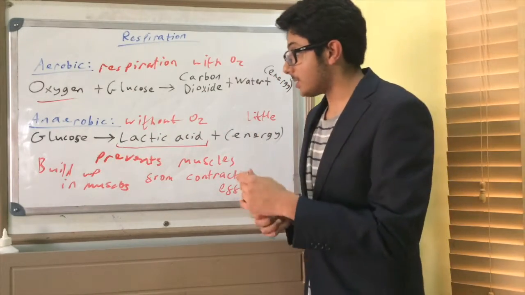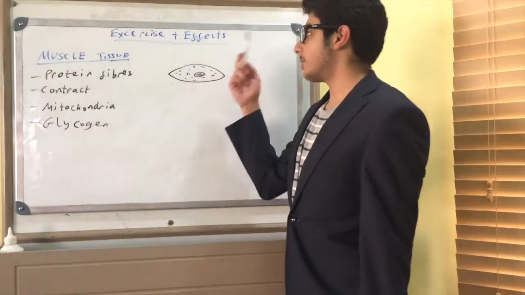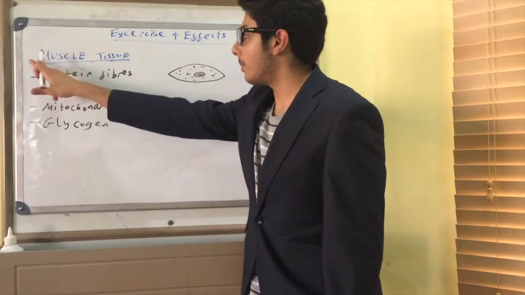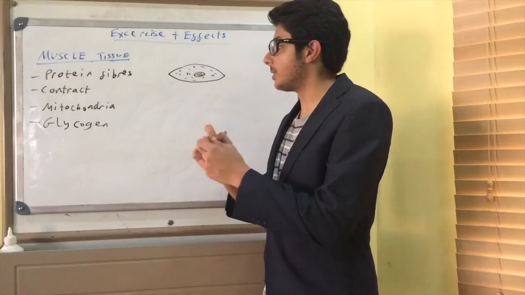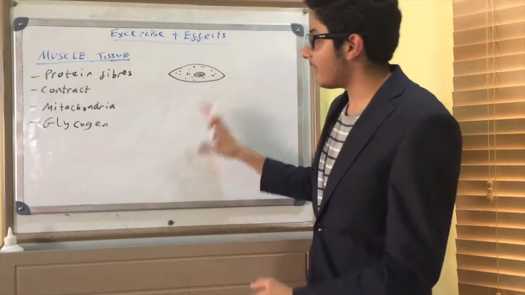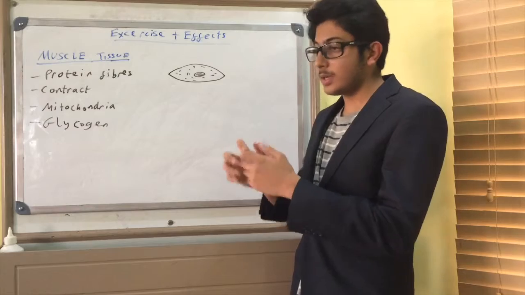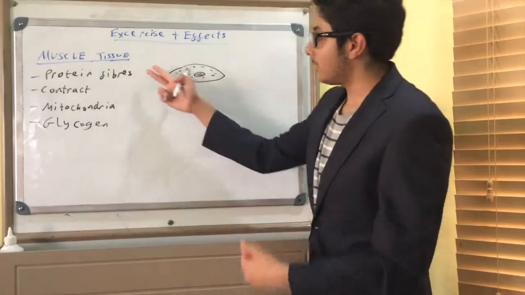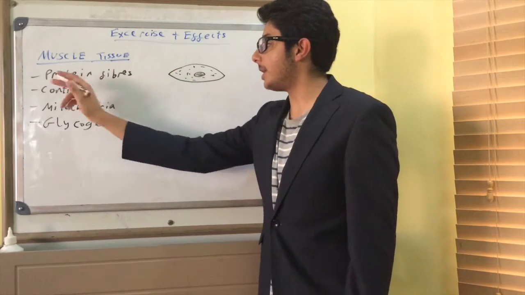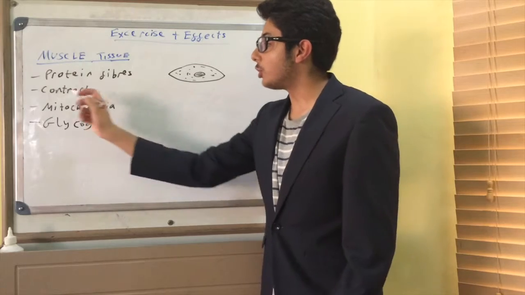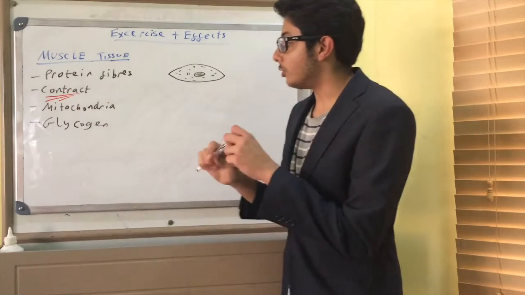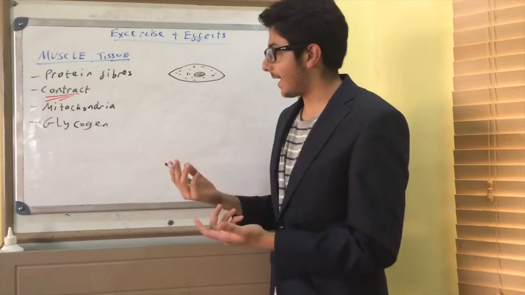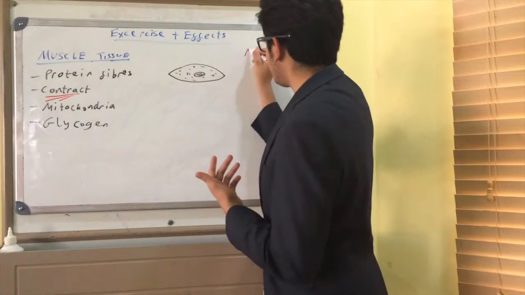Now on to the effects of exercise on the body. Before we go deeper into this topic, we need to talk about muscle tissue, or muscle cells, or muscles. Muscles are very vital for exercise because they contract to allow you to move. You need to move to exercise. Here are some key points. Muscle tissue is made up of protein fibers which contract, that's the main thing, to allow movement. And they need energy to contract, and this energy comes from respiration.